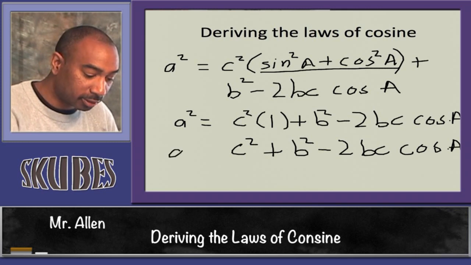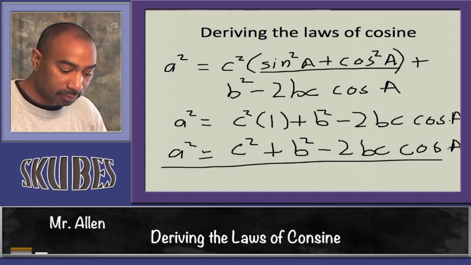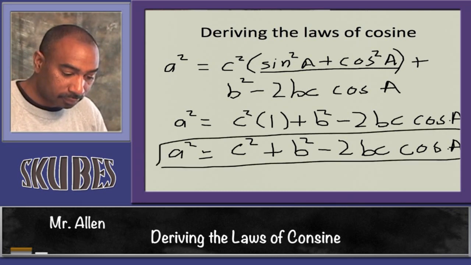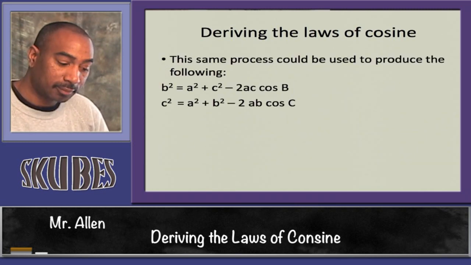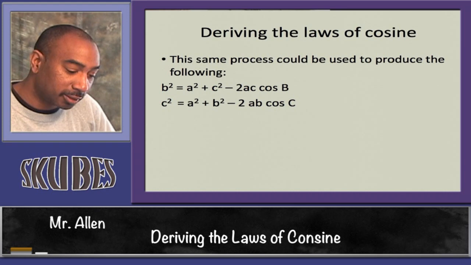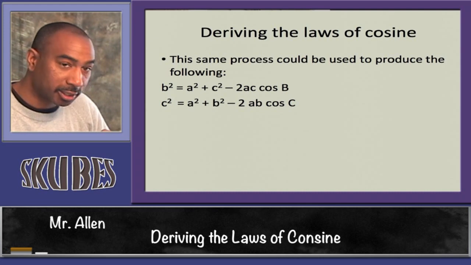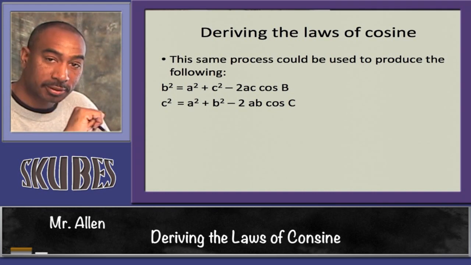And this is one of the laws of cosines. The other two are produced the same way. So you also get b squared equals a squared plus c squared minus 2ac cosine B, and c squared equals a squared plus b squared minus 2ab cosine C. This concludes the lesson for today.